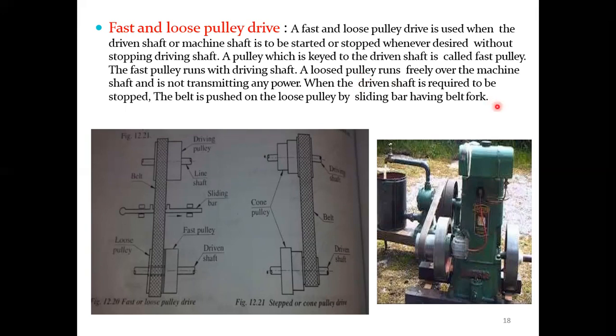So when the driving shaft is required to stop, the belt is pushed onto the loose pulley by a sliding bar having the belt fork. So this is the example for fast and loose pulley drive.